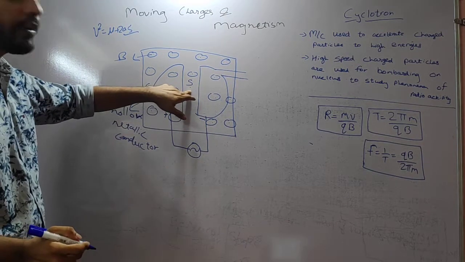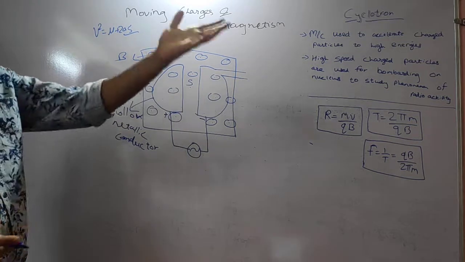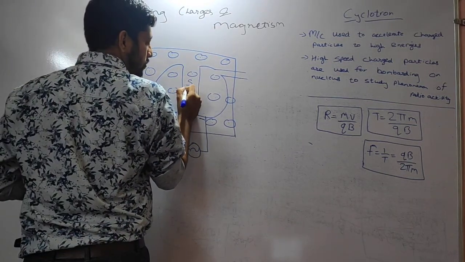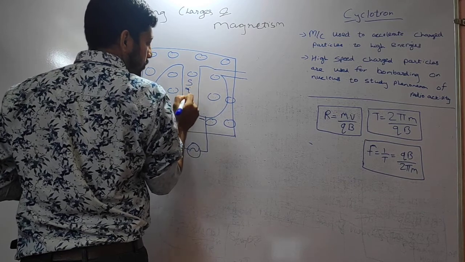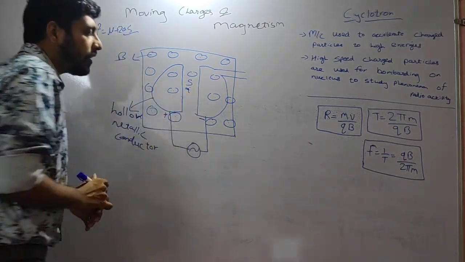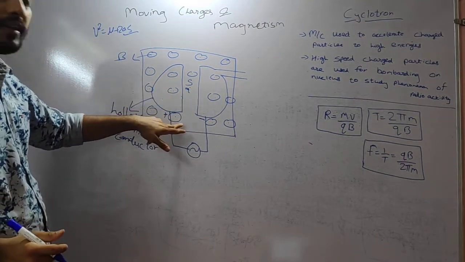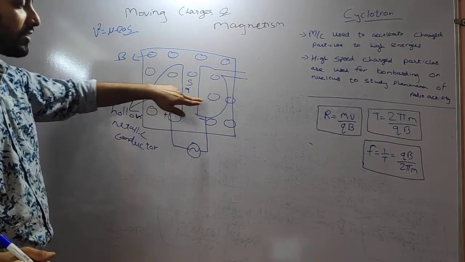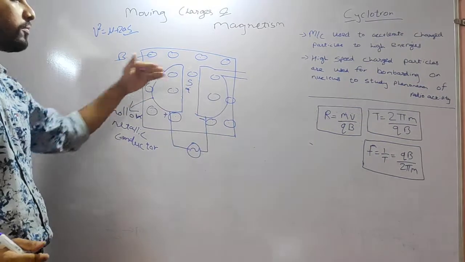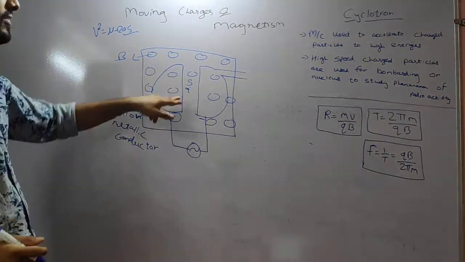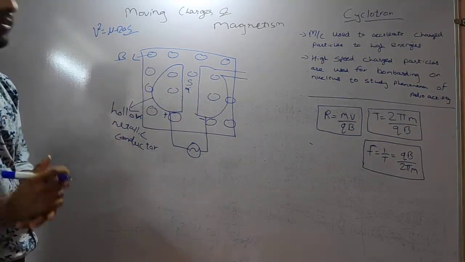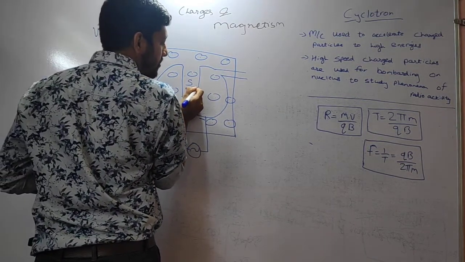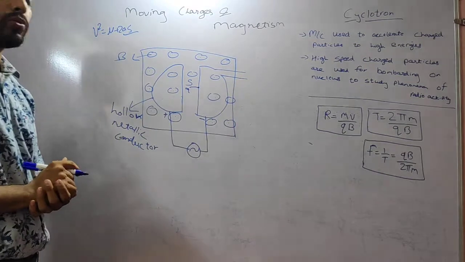Now at this point we have the source, which produces the charge. As soon as the charge is produced, suppose plus Q charge is produced, it comes into the electric field between these two. This is positively charged and this is negatively charged, so there will be an electric field between them. This charge will be attracted towards the negative part, which means it will accelerate and move in this direction due to the electric force.